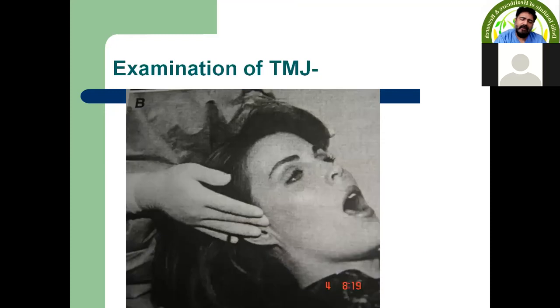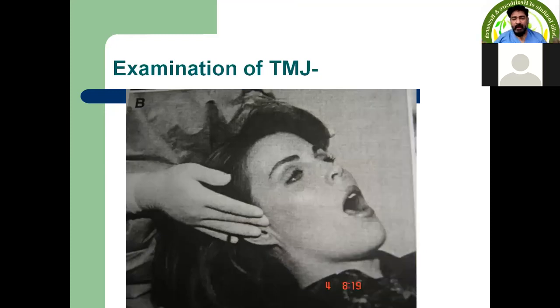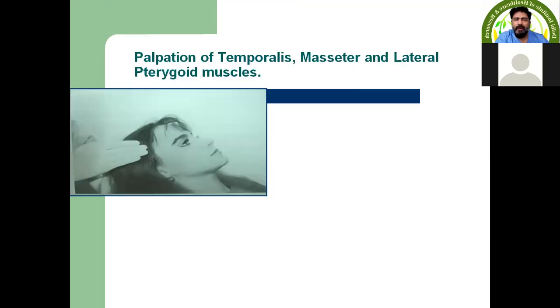In examination of the TMJ, go behind the patient. This is the palpation method: go behind the patient and palpate with your fingers. The index finger will stabilize, and you will palpate the gliding movements with the middle finger. Palpation of the temporalis muscle, masseter muscle, and lateral pterygoid muscles should be done.